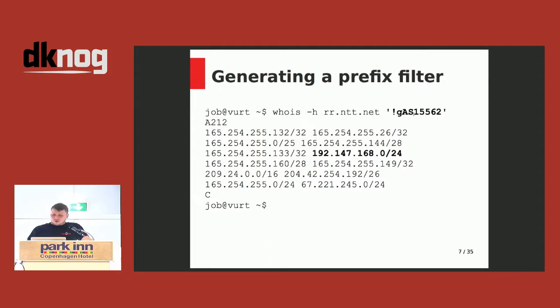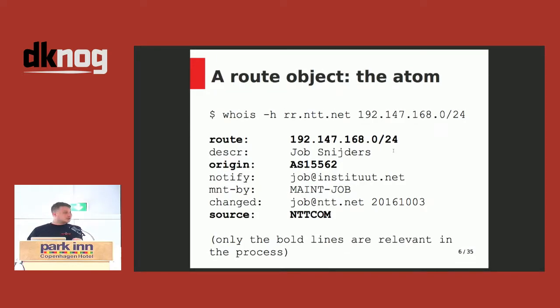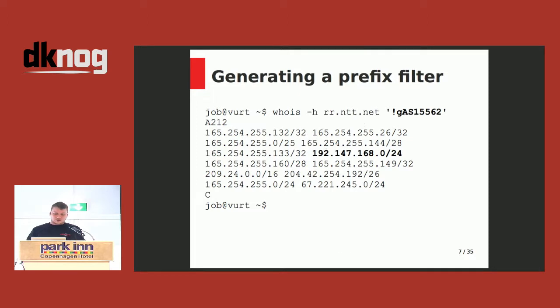So what is happening on the screen right now: I sent a command, exclamation mark G, which stands for a reverse lookup to give me all the prefixes where the origin AS is 15562, and I get an answer back. The answer first starts by listing how many bytes will follow. And then bytes follow, namely white space separated prefixes, and then the connection closes because the command was successful. And you see that the prefix I showed in the previous example, this route object, appears in this search result because the origin is 15562.